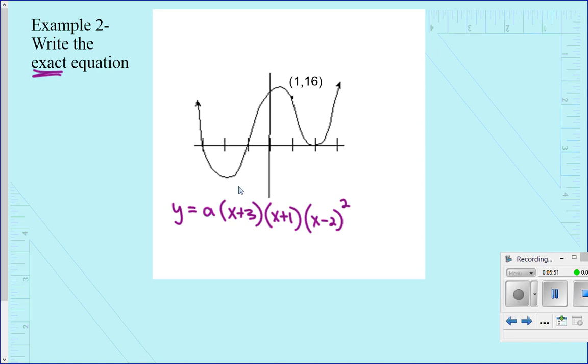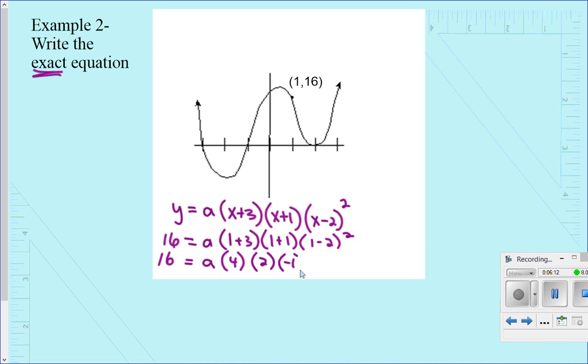So I'm going to substitute in my coordinate point. 16 in for y. I don't know a. 1 is x. And we're going to simplify that and solve for a. So 3 plus 1 is 4. 1 plus 1 is 2. 1 minus 2 is -1, and that's quantity squared. So I have -1 squared gives me 1. 1 times 2 is 2. 2 times 4 is 8. So I have 8a. Dividing by 8, we're getting a is 2.